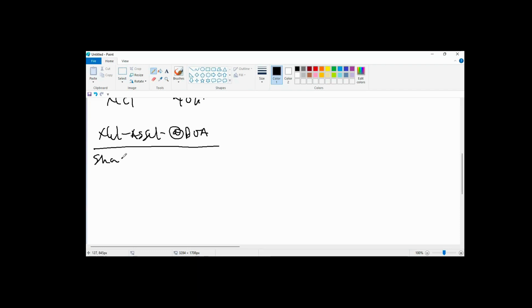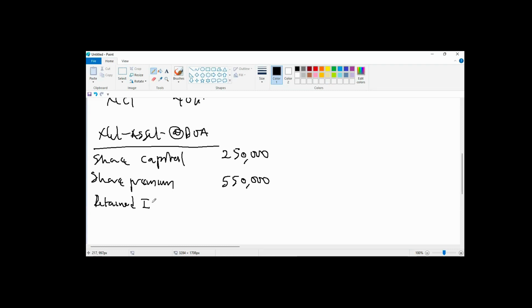Share capital, 250,000. Share premium, how much is the share premium? Let's see, 550. Then retained earnings.